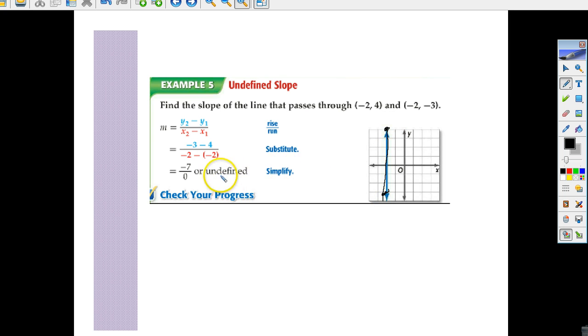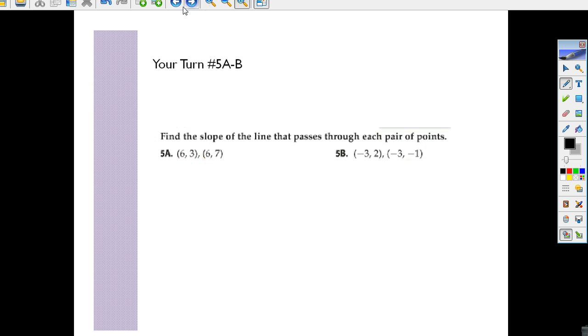And this is something that's called undefined. Before, when you had 0 over a number, the slope is 0, because you can have 0 over a number. But when you have a number over 0, you can't have negative 7 out of nothing. You can have nothing out of 2, that makes it 0. But you can't have a number over 0. So that is called undefined. And that will look like a straight line, a vertical line. Undefined slope.